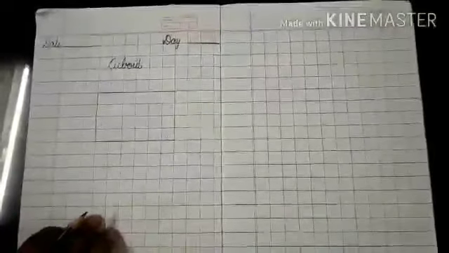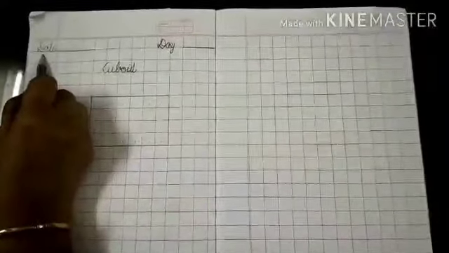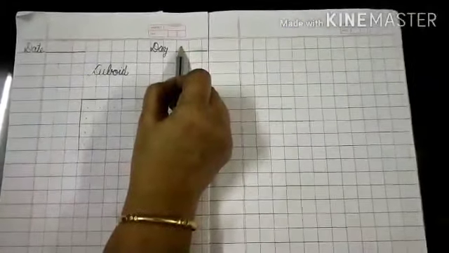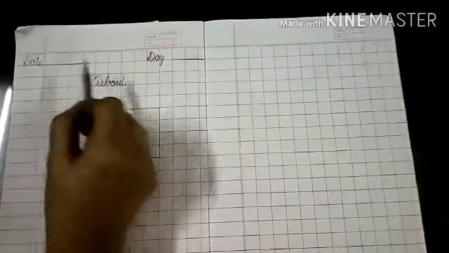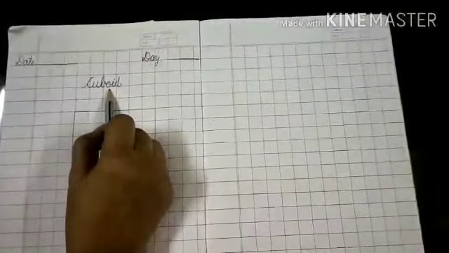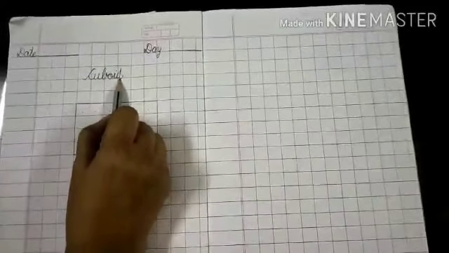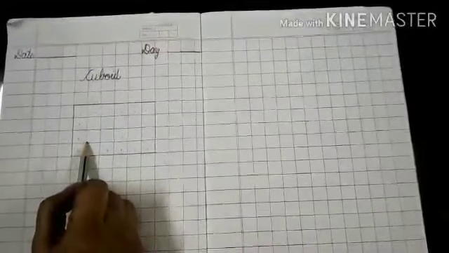Now students, we will learn how to draw a cuboid on a maths notebook. First of all, we will write the date on the left corner of the notebook and the day at the right corner of the notebook. Then after leaving one line, we will write the heading, C-U-B-O-I-D, cuboid. Then after leaving 2 lines, we will draw a rectangle.